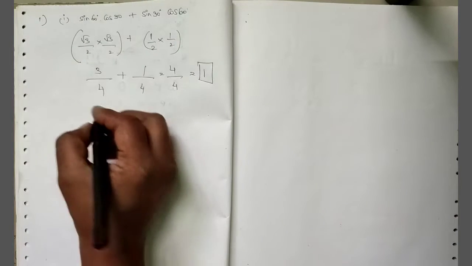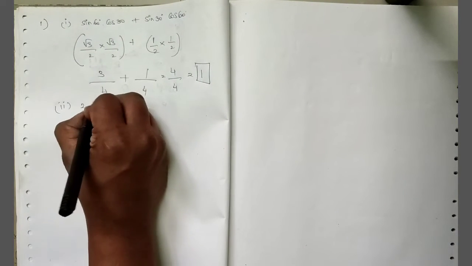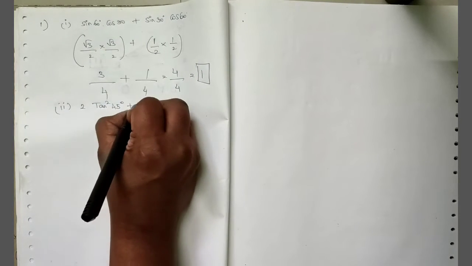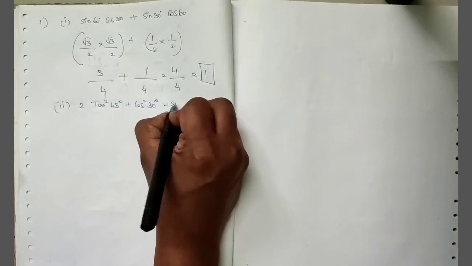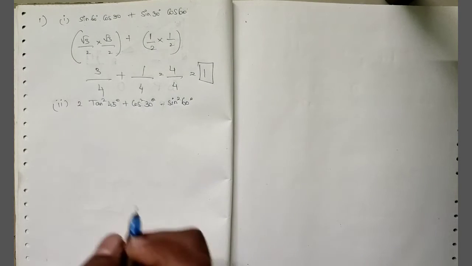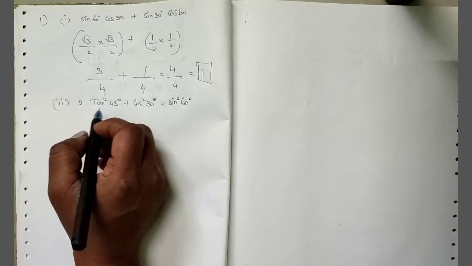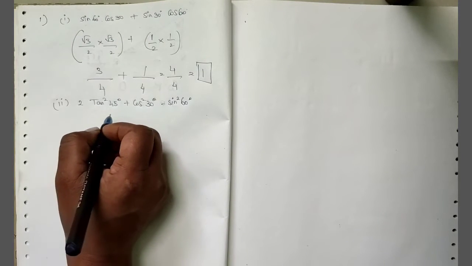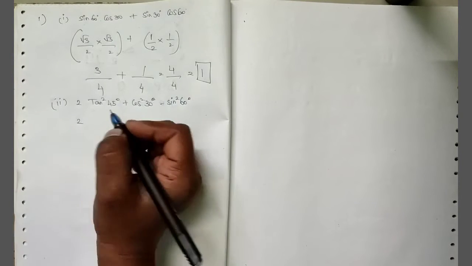We'll go to the second one. What is asked is 2 tan square 45 degrees plus cos square 30 degrees minus sine square 60 degrees. This is given. So we know tan 45. What is tan 45? Sine 45 and cos 45 are 1 by root 2. Correct? It is exactly divisible. So tan of 45 is 1.